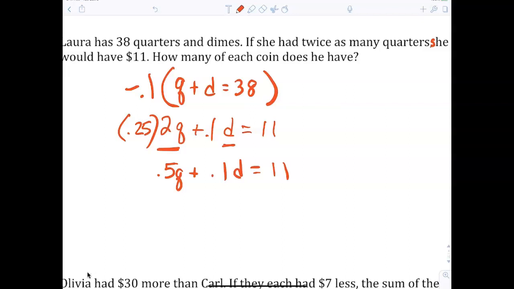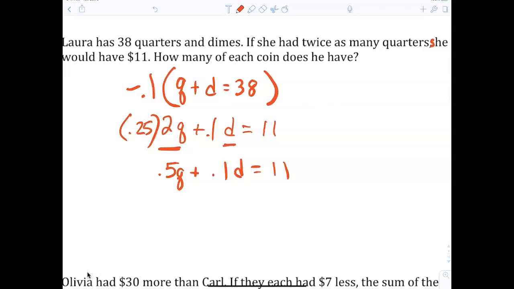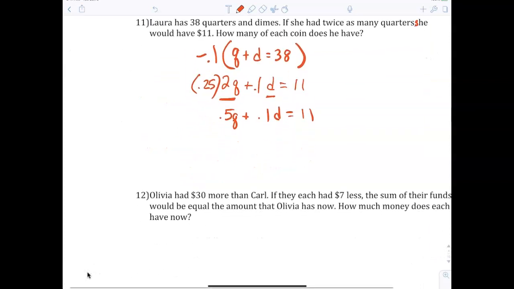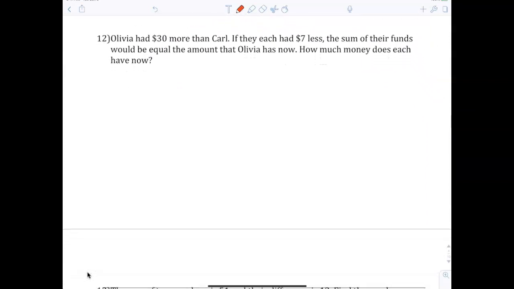All right, solve number 11. Finish solving number 11. All right, it's better to set them up for you. I'm okay with that. All right, everybody take a look at 12. Look how much fun 12 is. Here we go.